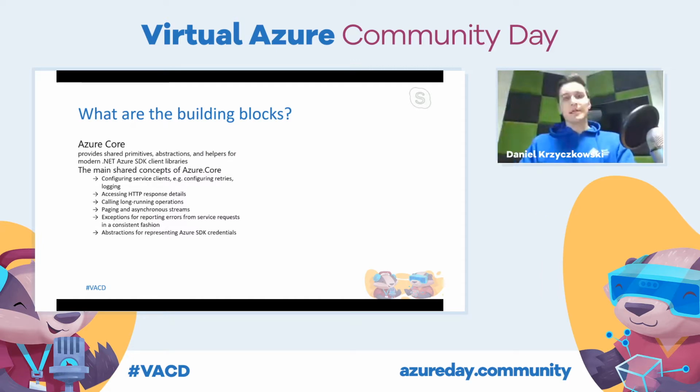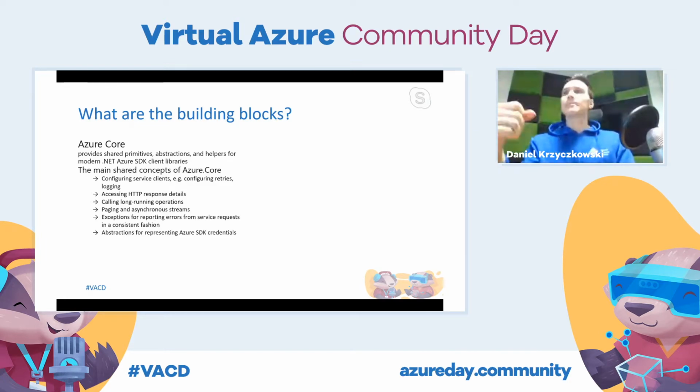So the first one is Azure Core. Azure Core contains some shared primitives, abstractions, and some helpers that are related with new Azure SDK client libraries. So if, for instance, you use the Azure Blob Storage SDK, you will probably find out that inside you are also using Azure Core.